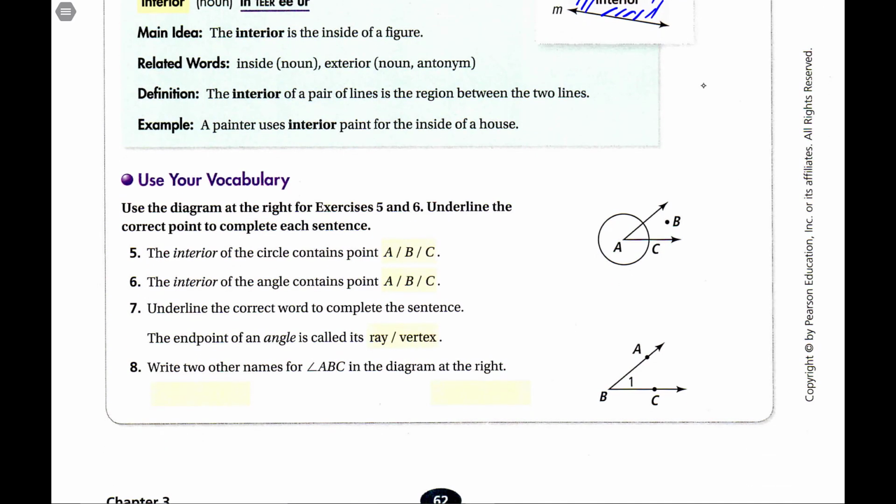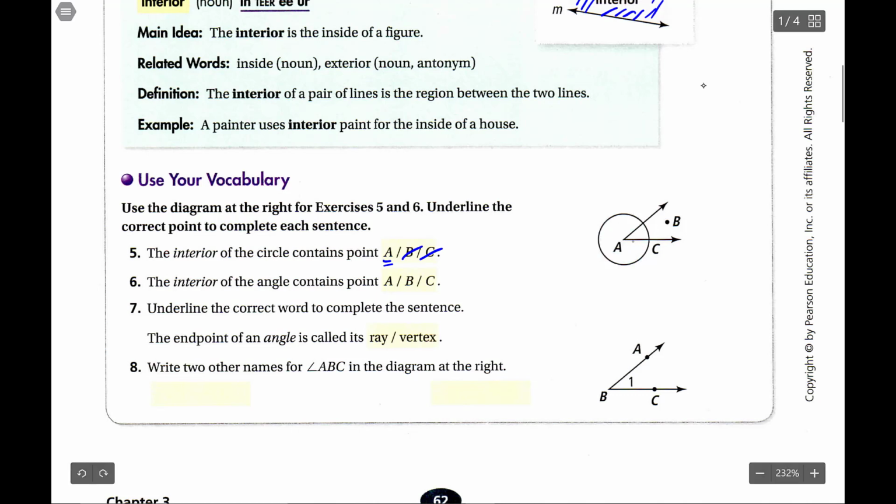Using the diagram on the right for 5 and 6, it says that the interior of the circle contains the point A, B, or C. The interior of the circle is everything that's inside the circle, and we can clearly see that contains the point A. So we can eliminate B and C.